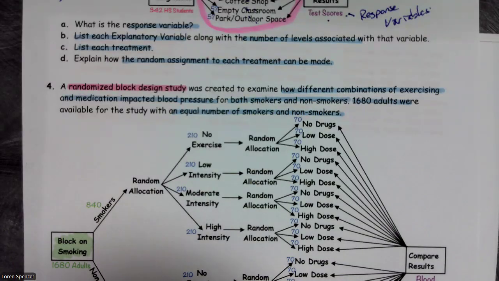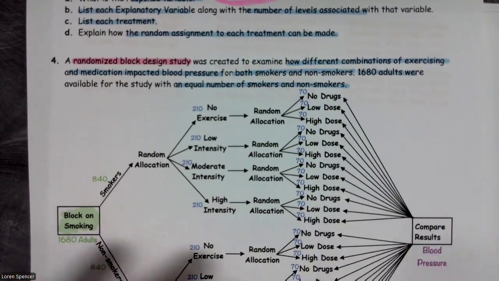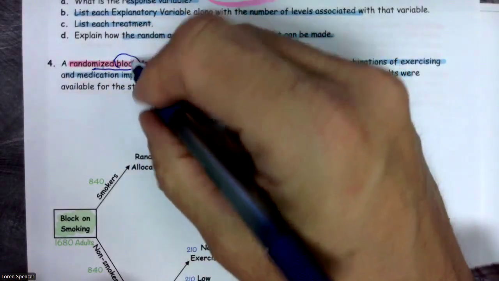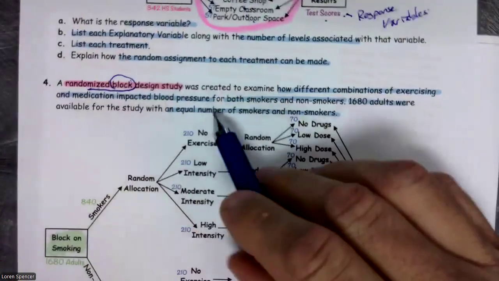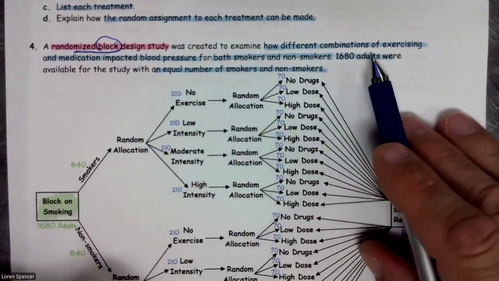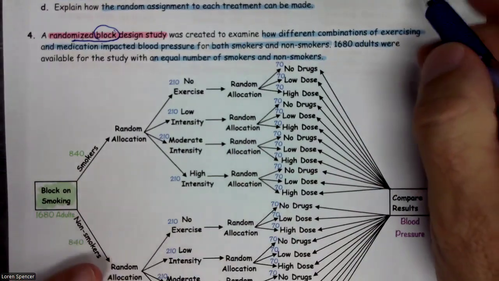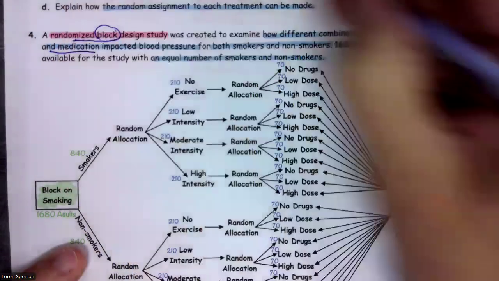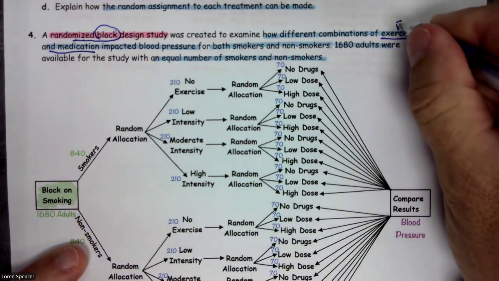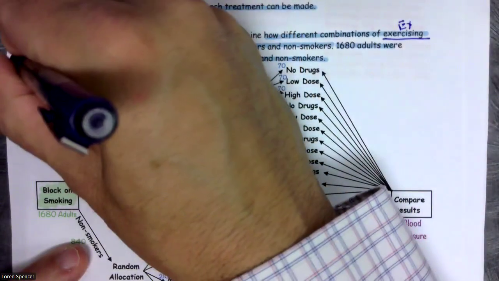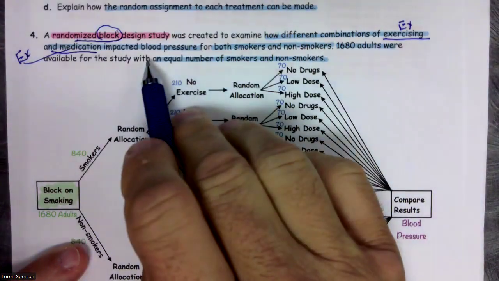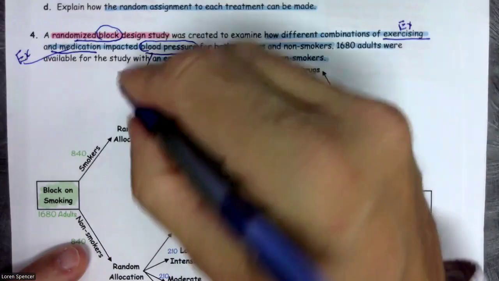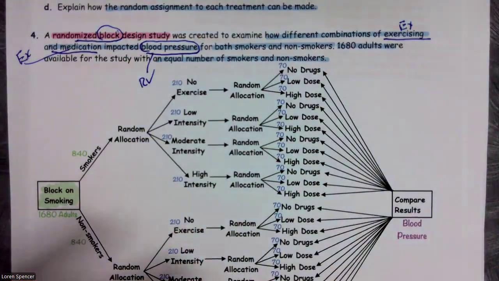All right. A randomized block design study. So randomized block, remember, we're breaking them up on a common characteristic. A study was created to examine how different combinations of exercise and medication. So I see exercise and medication, and I'm going, those sound like explanatory. So I'm going to put EX for explanatory. And same here, I'm going to call that EX because we see how that impacts blood pressure. And the blood pressure is going to be my RV, my response variable.